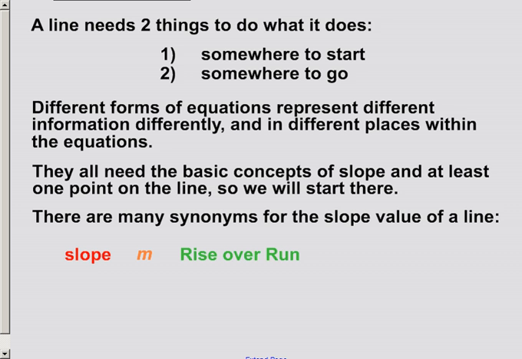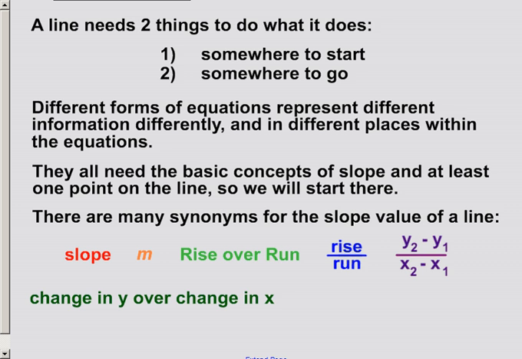Rise over run is more than likely the vocabulary that you became familiar with slope on back in junior high. That vocabulary became a formula, which was m equals rise over run, and that formula, of course, was represented by the difference of the y's divided by the difference of the x's, and all of that information translates directly back and forth across that row of representations there.